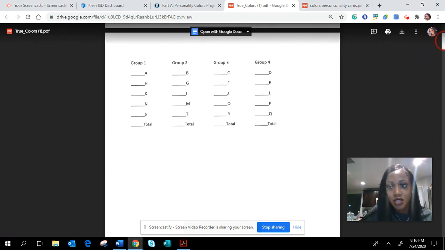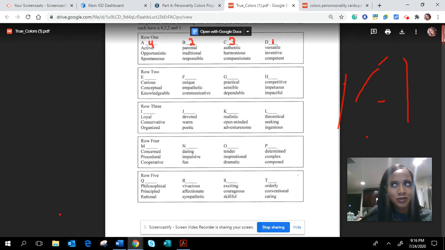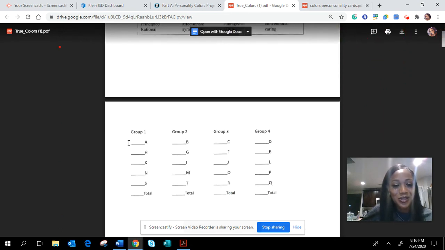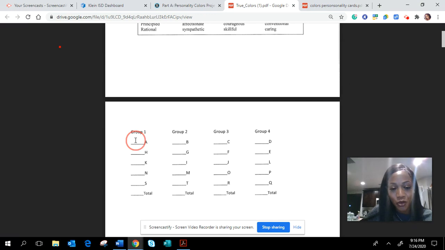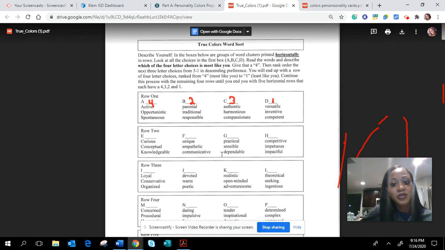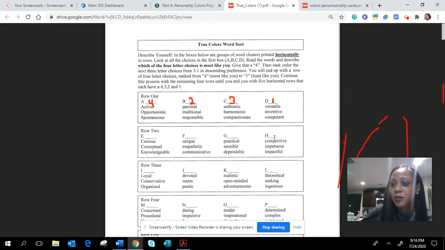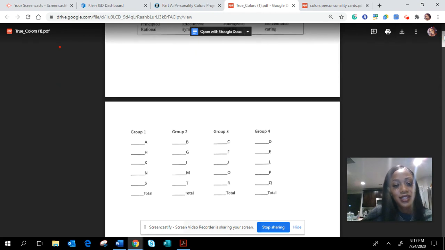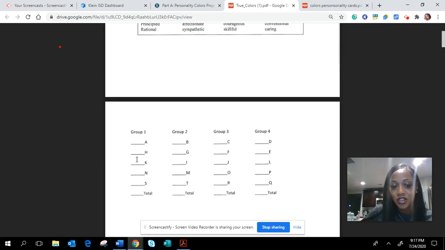Okay. So here we go. For A, I put 4. So right here is where I would put my 4. And then I would do the same thing for all the rest of the letters. And for my H, whatever number I put for my H, I would then write that down here. K, whatever number I put for K, write that here. And then all of the numbers that go under group 1, I'm going to simply add those up and put that total here. I'm going to do this for every single one.